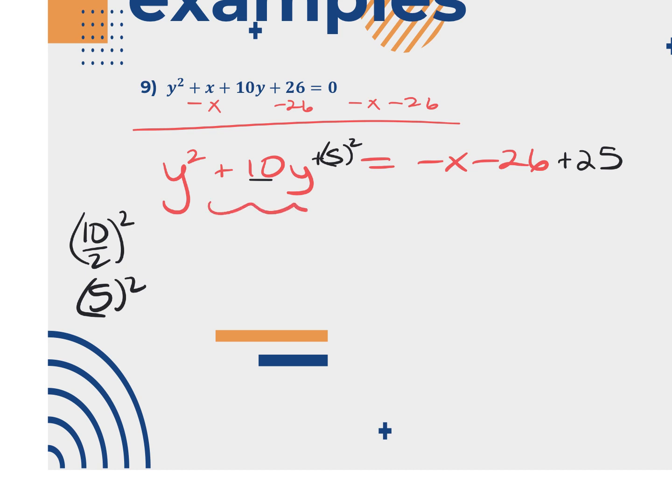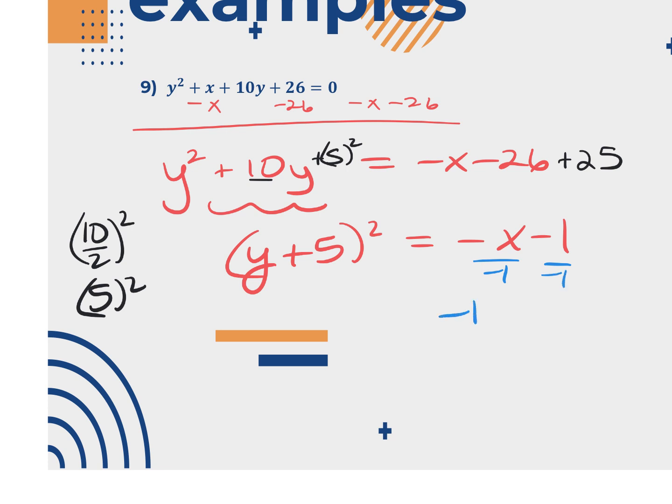So factor this red, it factors into y plus 5 squared, and then over here, negative x minus 1. Now, remember, we need a p-value, so what we need to do here is factor out a GCF of negative 1. So negative 1, x plus 1, and 4p is equal to negative 1. Or you don't even have to put it in as a negative 1, just leave it as a negative sign. The equation of the parabola.